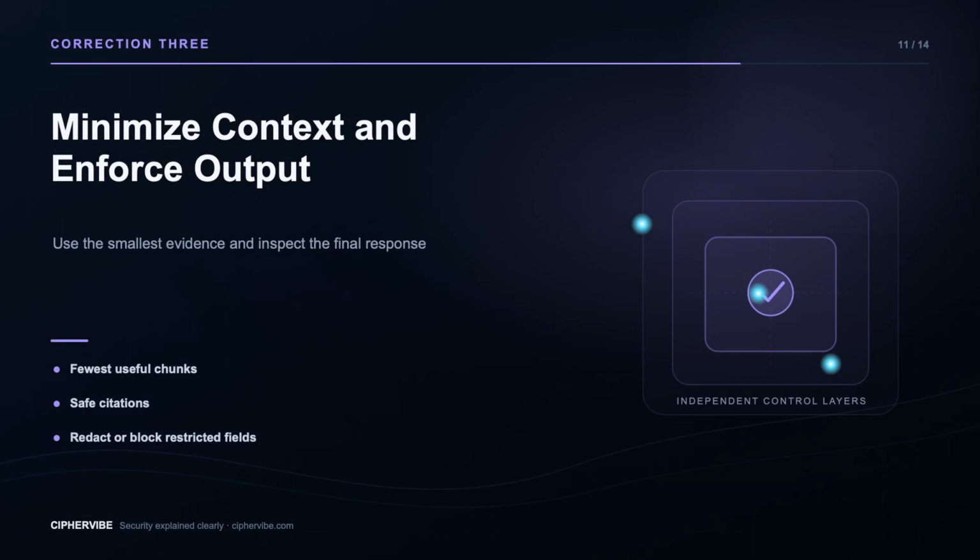Send only the smallest evidence needed. Preserve provenance and security labels beside each excerpt. Validate the generated answer against the viewer's authorization, redact deterministic sensitive fields, and block uncertain high-risk responses. Never treat the system prompt as the only privacy control.